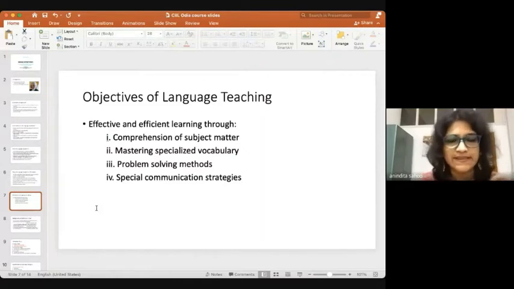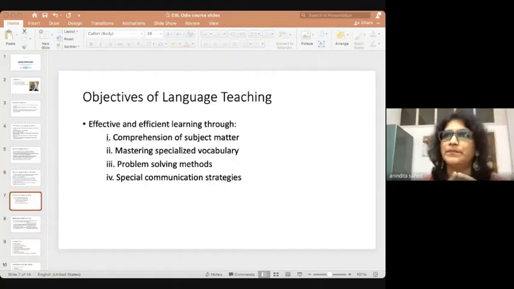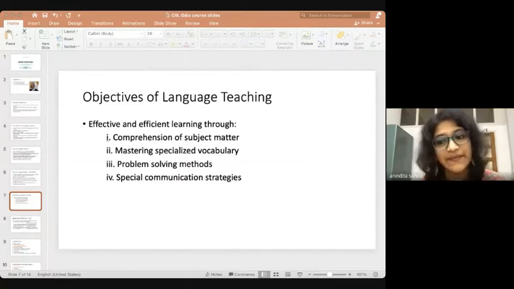So the first one: to make sure the teaching-learning process is effective and efficient, you have to have a good command and comprehension of the subject matter. That means you as a teacher should also know the system. Language is a system, and Odia also has a system. It has a particular grammar.